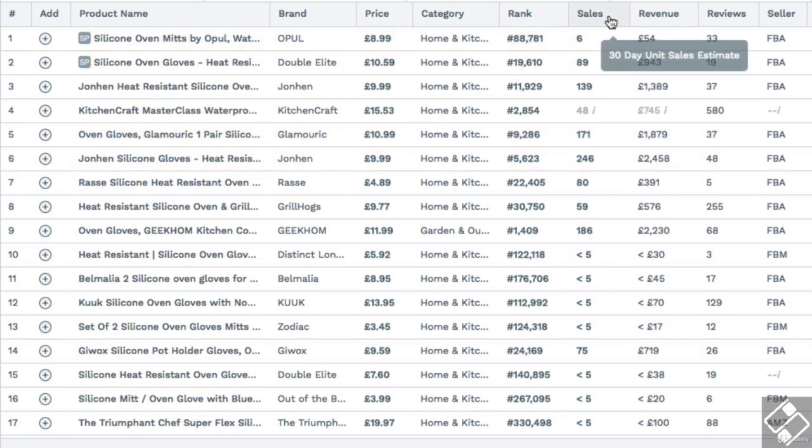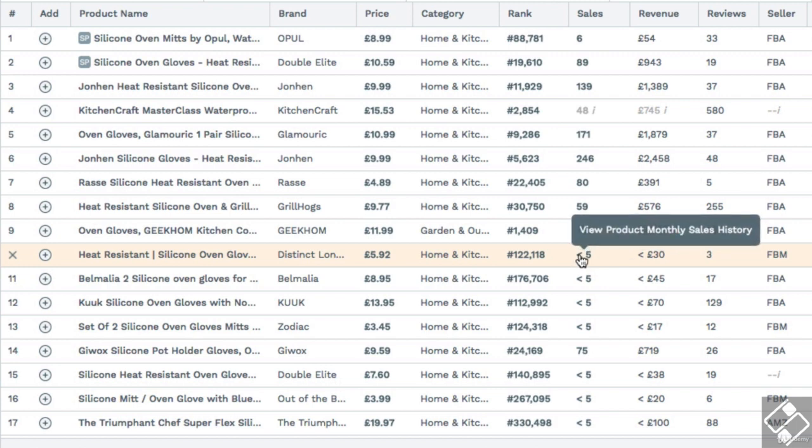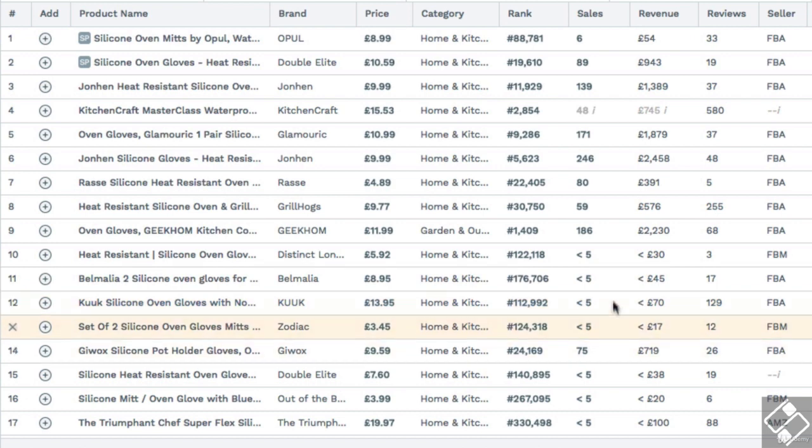Moving over, we have the sales. This is a 30-day estimate of how many sales each of these products is making. If we move down and have a look, we can see that the Johan silicone oven glove here is doing very well at 246 sales in 30 days, and revenue is about £2,458. If you look at ones down here, when it's got the little arrow and the 5, that means it's got under 5 sales a month, and it's doing under 30 quid a month. So there's quite a few of them here as you go further down.